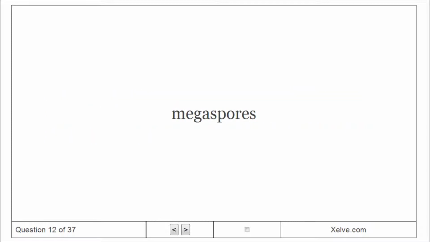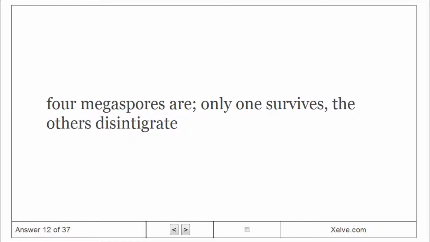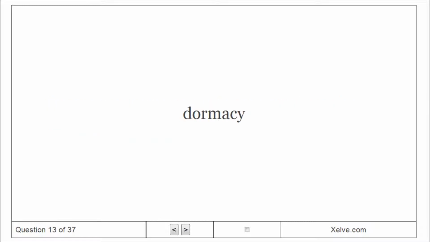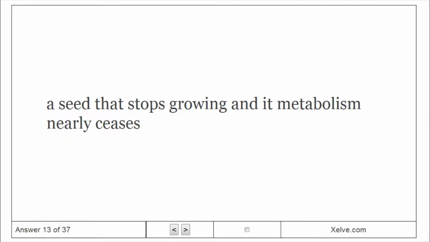Megaspores. Of the 4 megaspores, only one survives; the others disintegrate. Dormancy. A seed that stops growing and its metabolism nearly ceases.